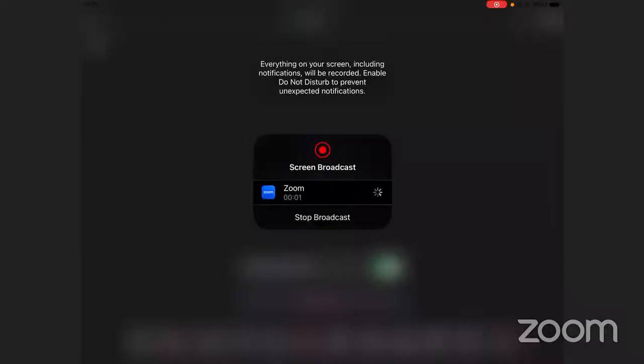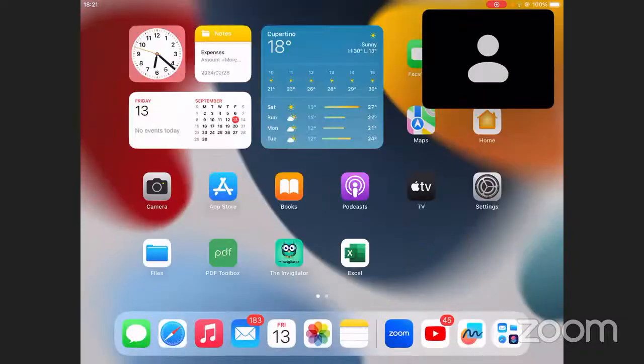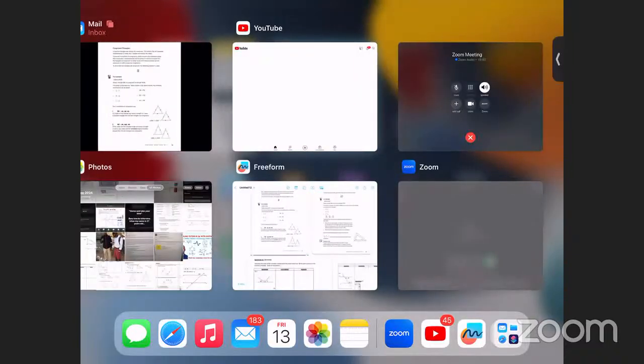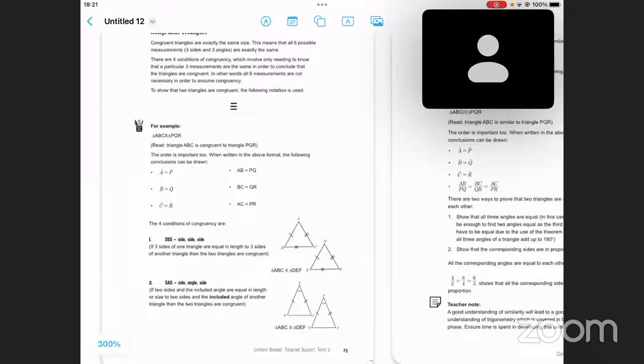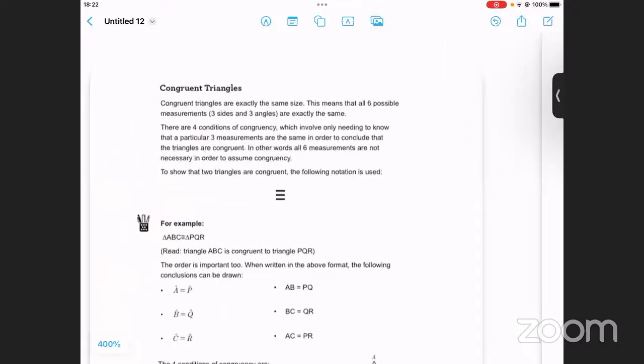Ma'am, yeah. A congruent shape is one that is the same. Congruency is when shapes are the same size and the same shape. Then similarity is when it is the same shape but a different size.